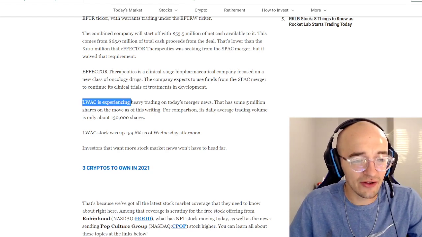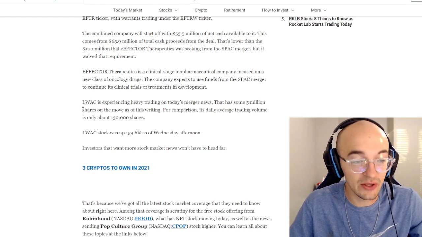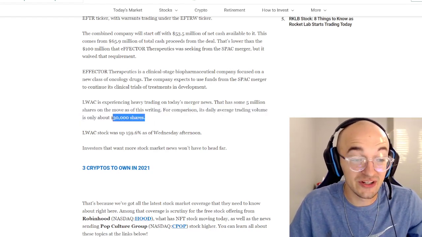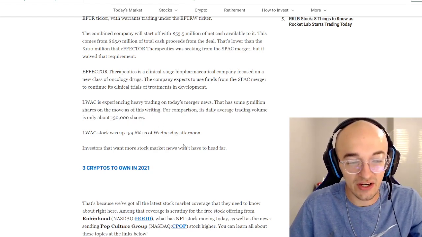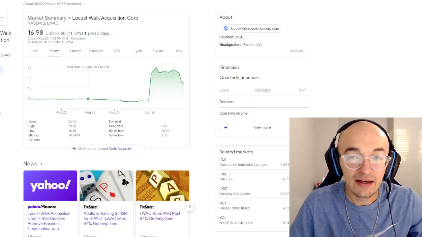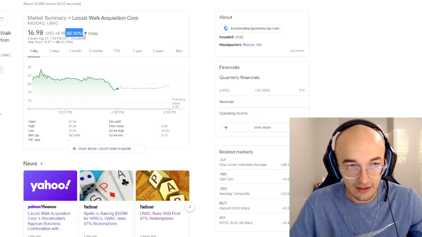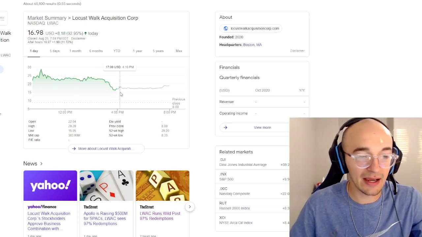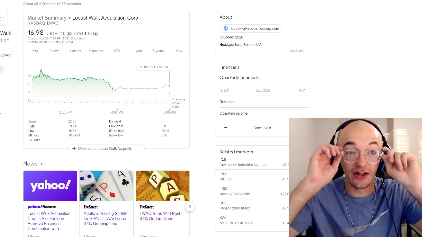We do have here that LWAC is experiencing heavy trading on today's merger news. Obviously, that is some 5 million shares on the move as of writing. For comparison, it usually trades around 130,000 shares. That is a crazy, crazy increase in volume. When they made this article, it was up 159%. It ends up the day being up only 93-ish%, but it's making up some gains after hours as well. So overall, things are going pretty well for LWAC.